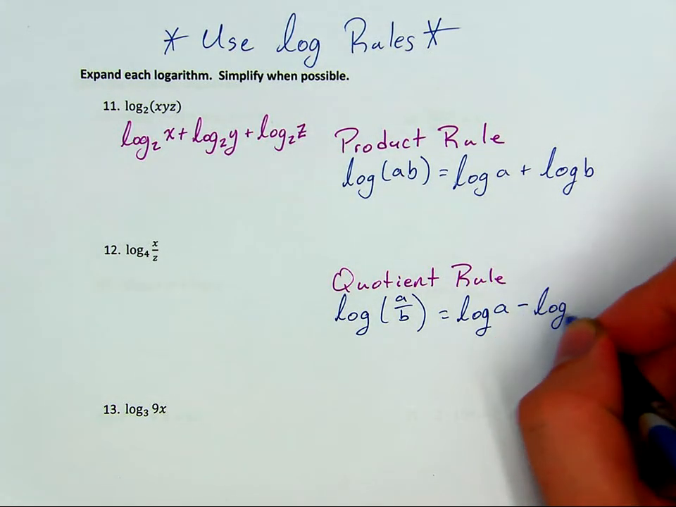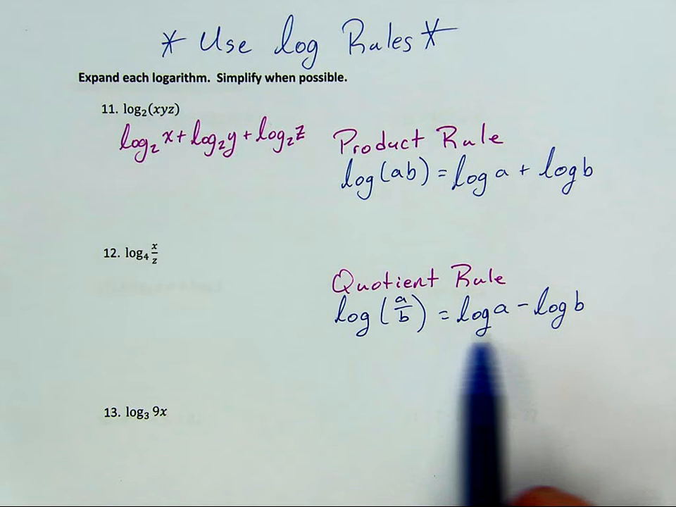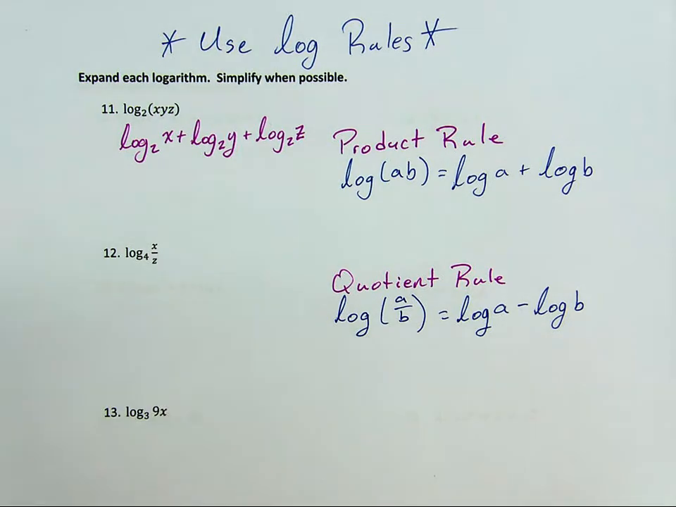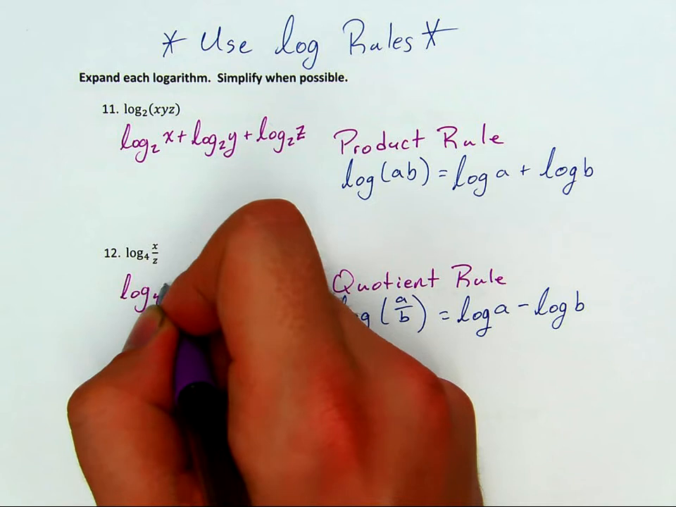Now, using our quotient rule here, we can apply that to number 12, log base 4 of x over z. So using the quotient rule, log base 4 of x minus log base 4 of z.